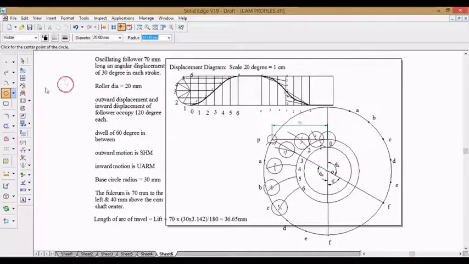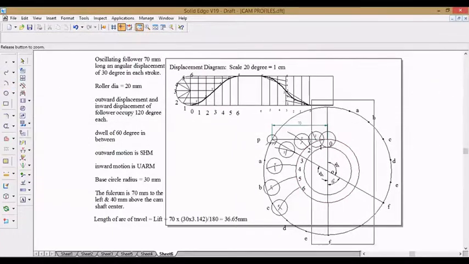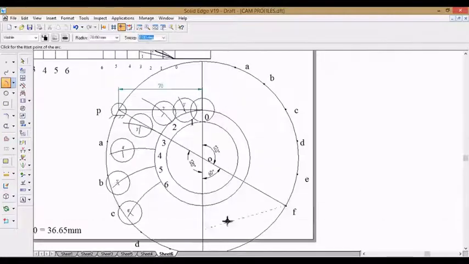The same procedure you need to do for the return stroke. The return stroke, F2 6 you had drawn. Now F you need to take here. What is the radius of the follower? 70 mm is the radius. Cut an arc for the prime circle.